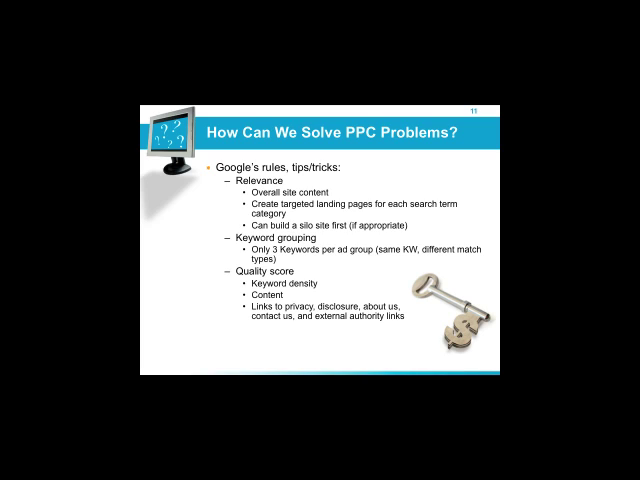Then you need to do your keyword grouping properly. You must use only 3 keywords per ad group. Now, if you're having 3,000 keywords, which is an optimal number, that means you need about 1,000 ad groups. Quality score: make sure your keyword density is correct, your content is good. You need to have a privacy disclosure, about us, contact us, and such pages. Google actually looks out for these.